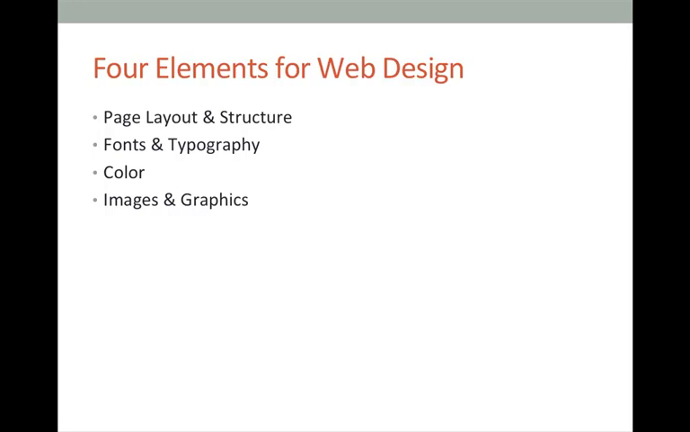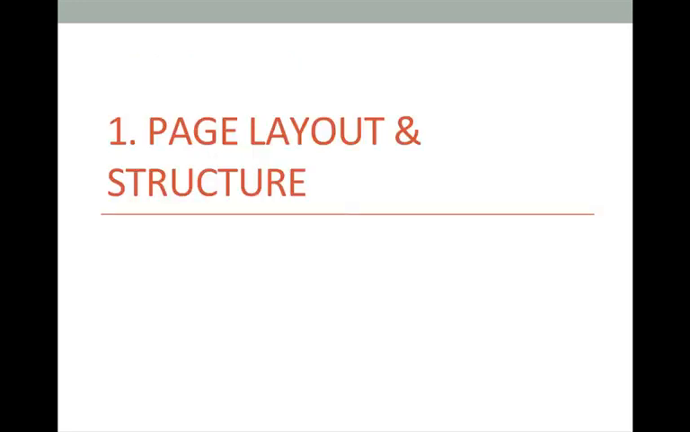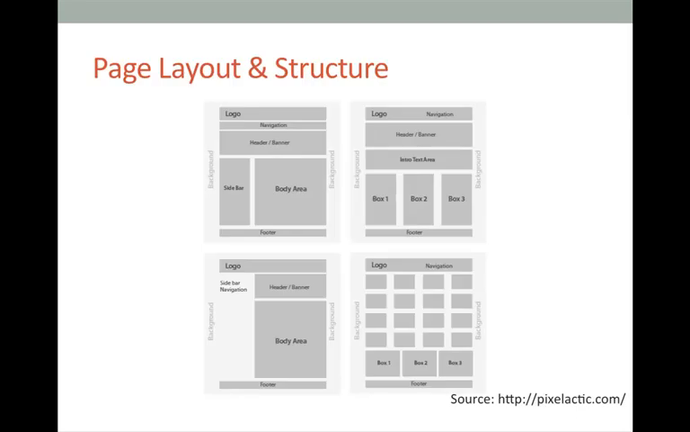Now, there are 4 elements of web design: page layout and structure, fonts and typography, color, and images and graphics. We're going to go over each of these individually. Let's start with page layout and structure. There are a ton of ways you can structure a site. Here are just a couple of examples. You're learning this more as we've gone into Bootstrap and you've seen some other examples of a grid layout. This bottom left or bottom right with all the multiple squares, let's look at that first.